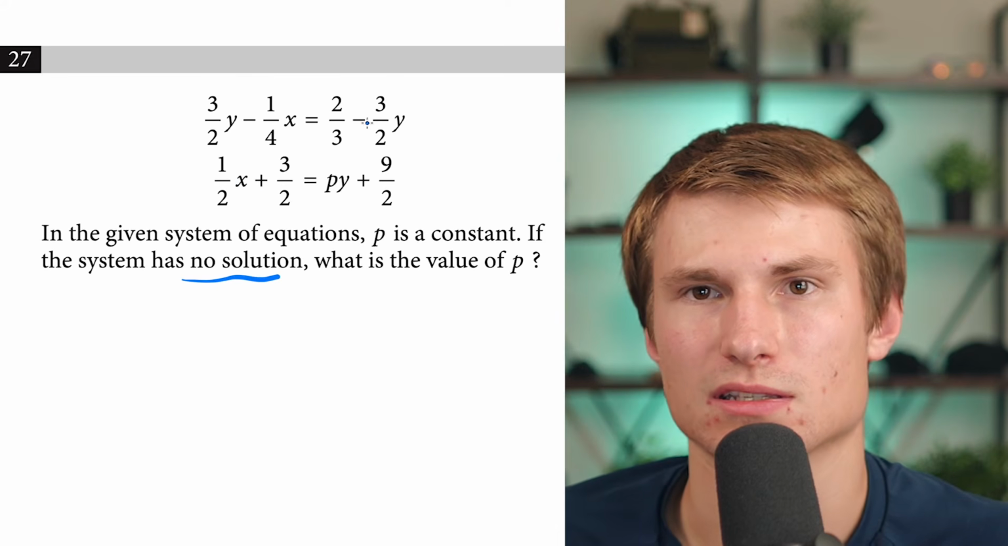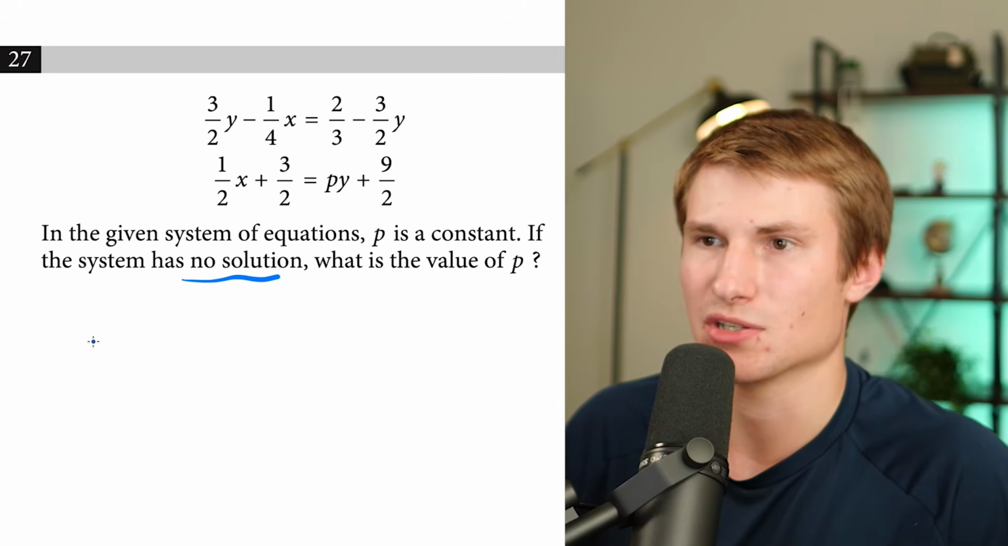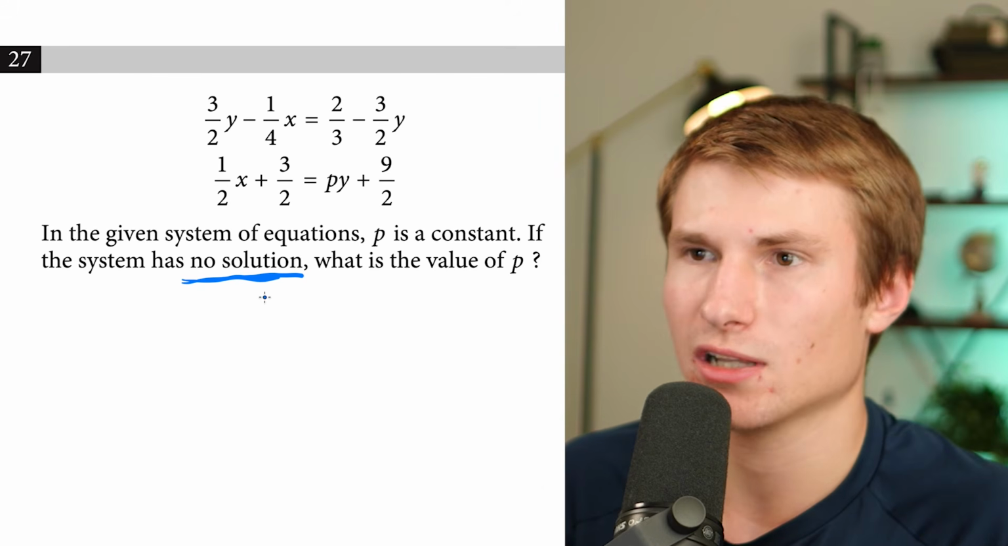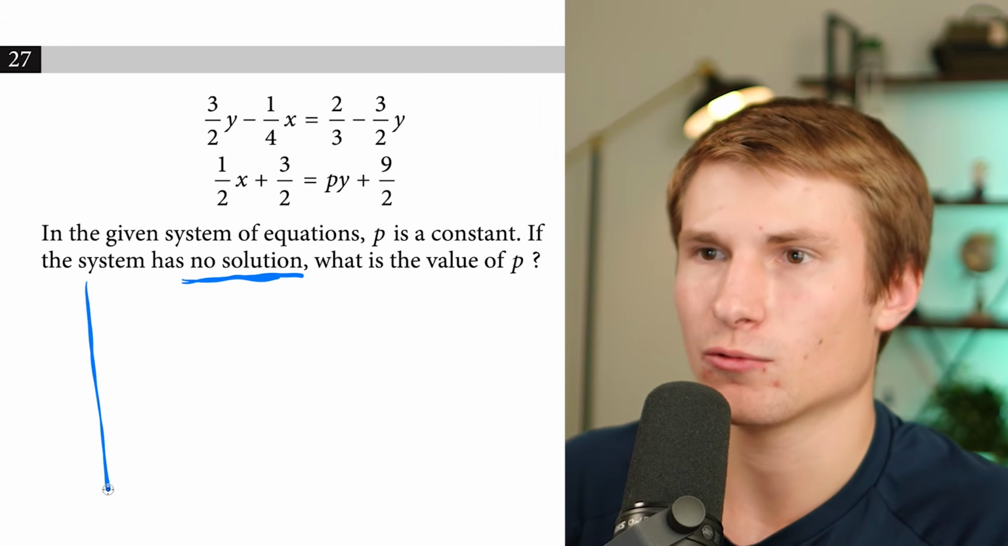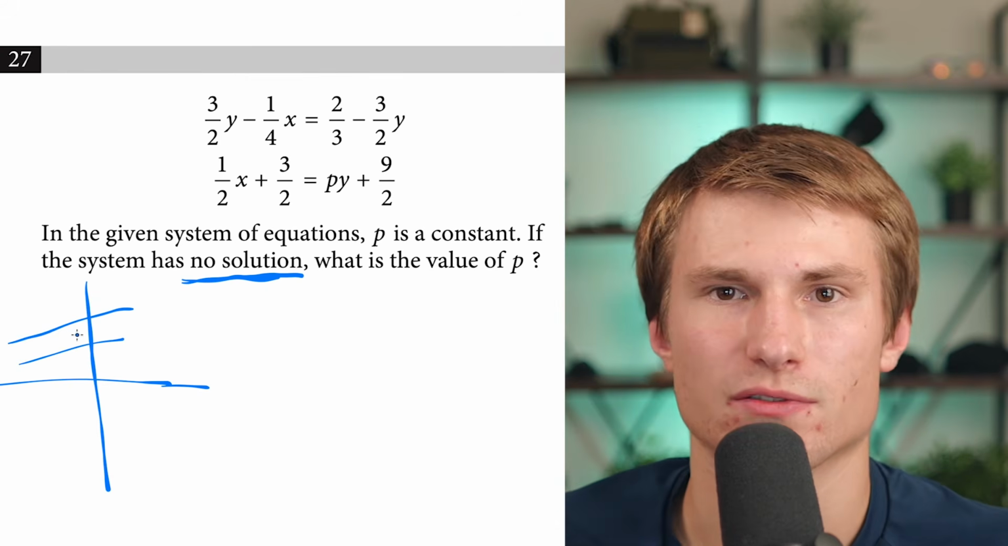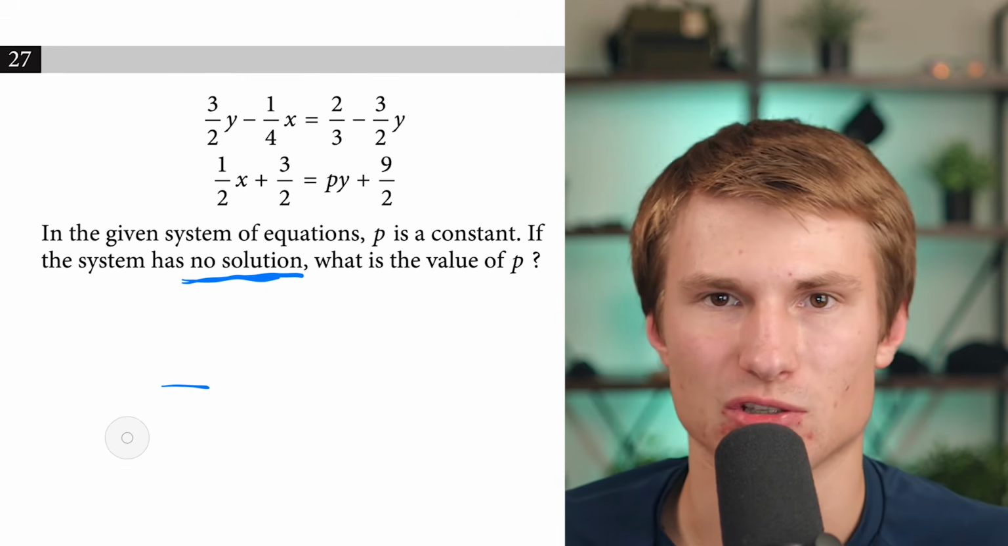Okay, I see that this is linear. It's not quadratic, so we're not dealing with b squared minus 4ac when we see no solution. We're dealing with two parallel lines with a different y-intercept. So in order for a linear system of equations to have no solution, you need two parallel lines, different y-intercepts. So that means you need the same slope.